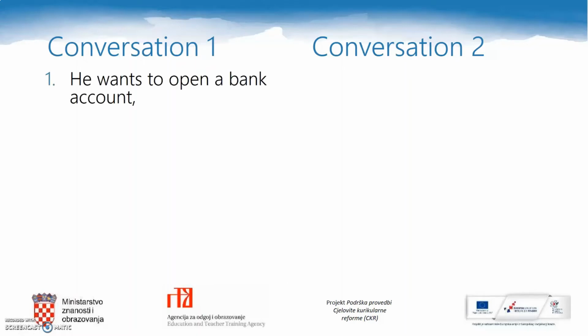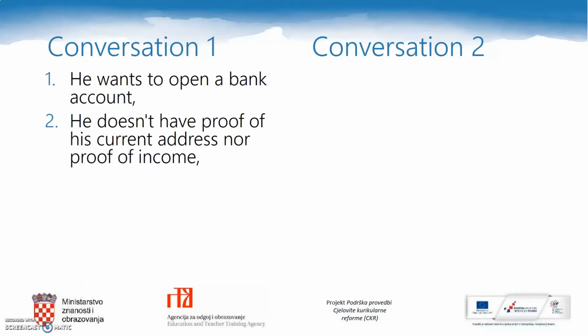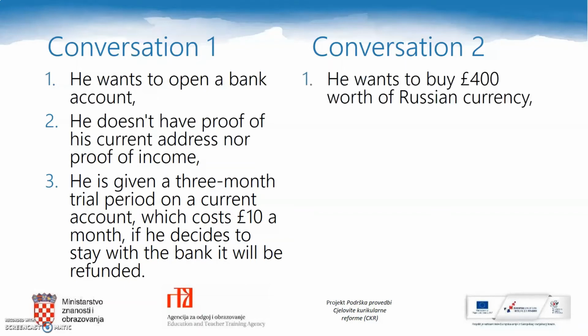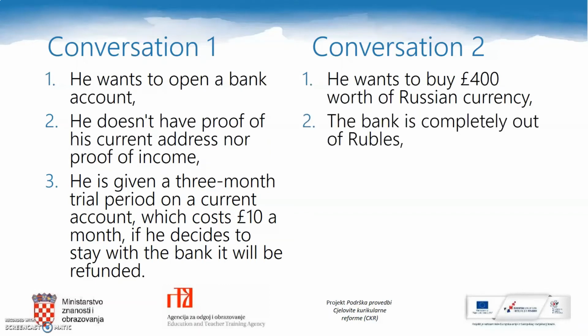So conversation one, the speaker wants to open a bank account. He doesn't have proof of his current address nor proof of income. And he is given a 3-month trial period on a current account, which costs £10 a month. In the second conversation, the first speaker wants to buy £400 worth of Russian currency. The problem, the bank is completely out of rubles. And the outcome, he buys US dollars instead.